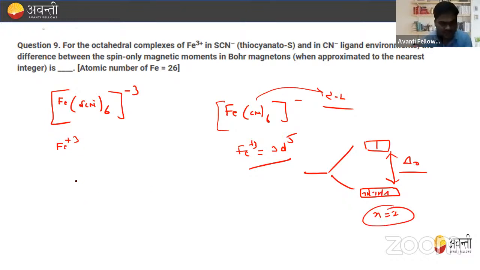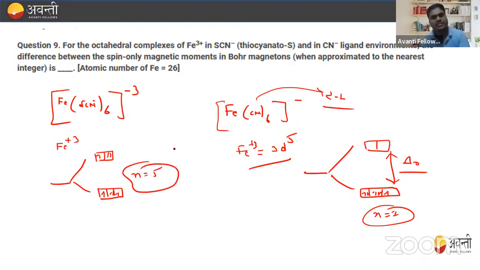But in the case of SCN, since this is a weak ligand, the splitting energy is very, very less. So the 1st, 2nd, 3rd, 4th and 5th electrons move upward. So here n is equal to 5, so the number of unpaired electrons is 5. So how will you calculate the spin-only magnetic moment? It will be root of n(n+2). So 5 times (5 plus 2).